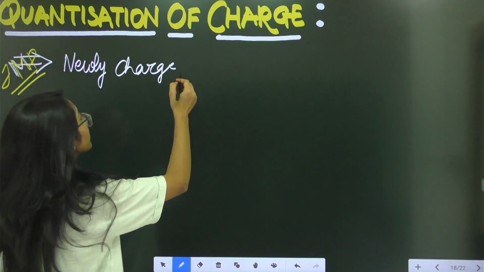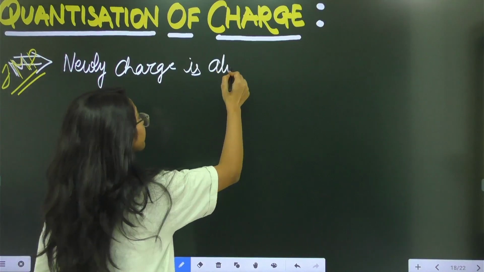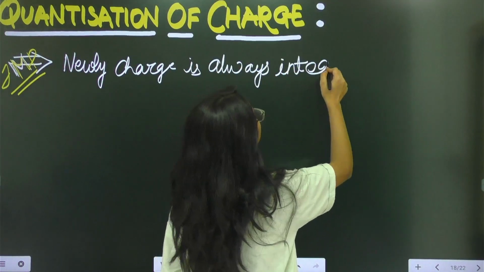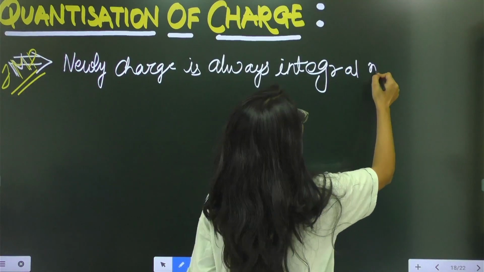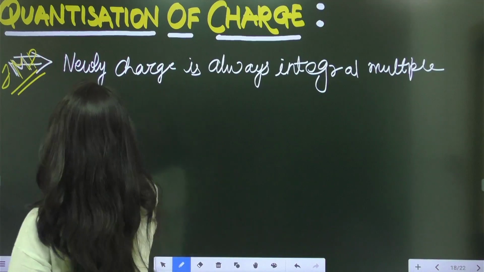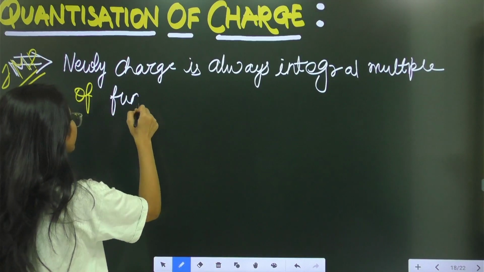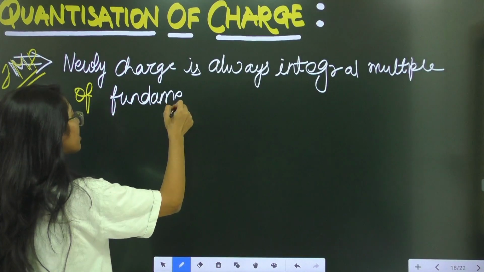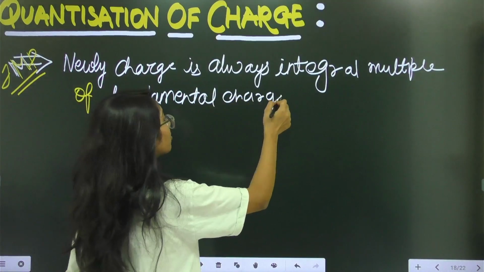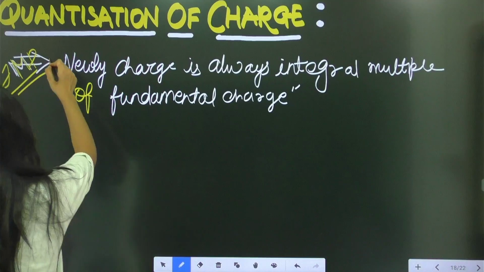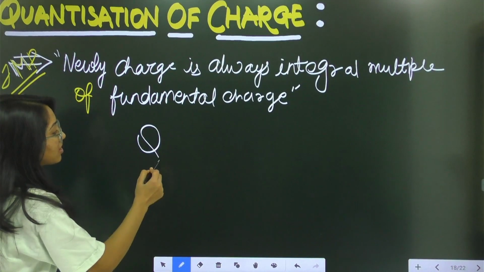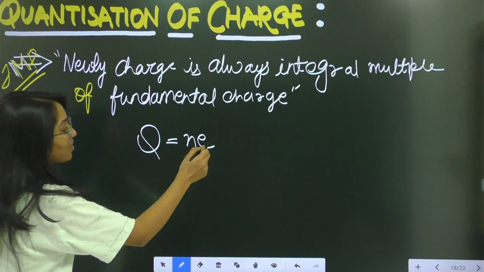Net charge is always an integral multiple of the fundamental charge. Now what does this line mean? That net charge is always an integral multiple of the fundamental charge. Actually what it means is this formula, Q equals n e.